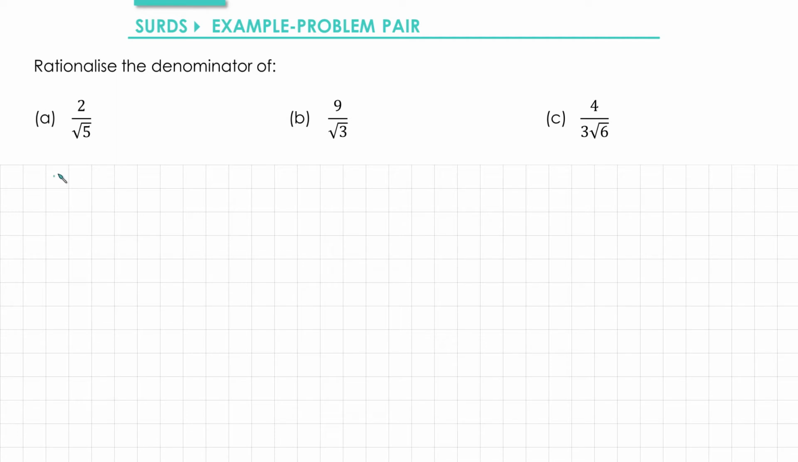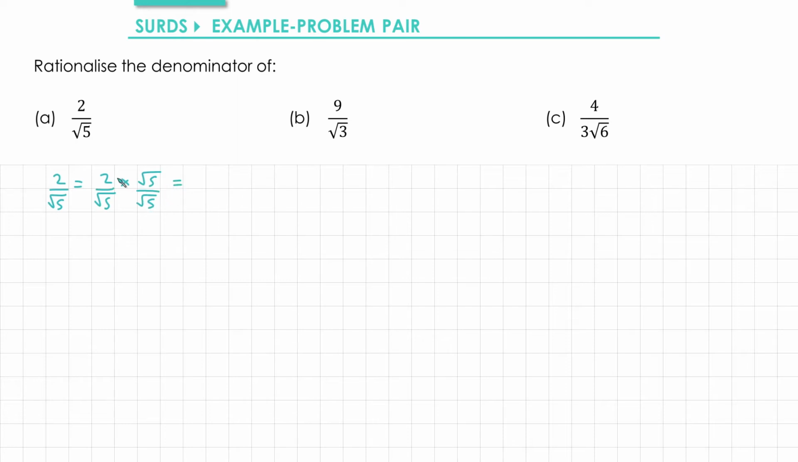So in this first example, we have 2 over root 5. To rationalise the denominator, we take 2 over root 5 and we multiply it by root 5 divided by root 5. The reason we're allowed to multiply by root 5 over root 5 is that we're essentially multiplying by 1, which doesn't change the original number.